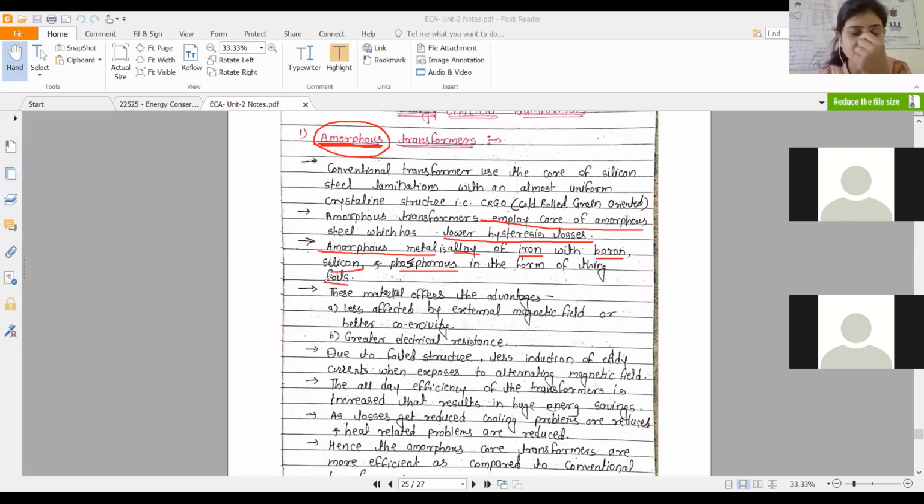तर thin foils मध्ये जसं thin laminations जशा असतात तर त्या फॉर्म मध्ये आपण हे amorphous metal manufacture करत असतो. And after that we can utilize this metal for the laminations of the transformer. Okay, so what are the advantages of use of this metal? If we use this amorphous metal in the transformer, then there are various advantages, like it is less affected by the external magnetic field or better coercivity.